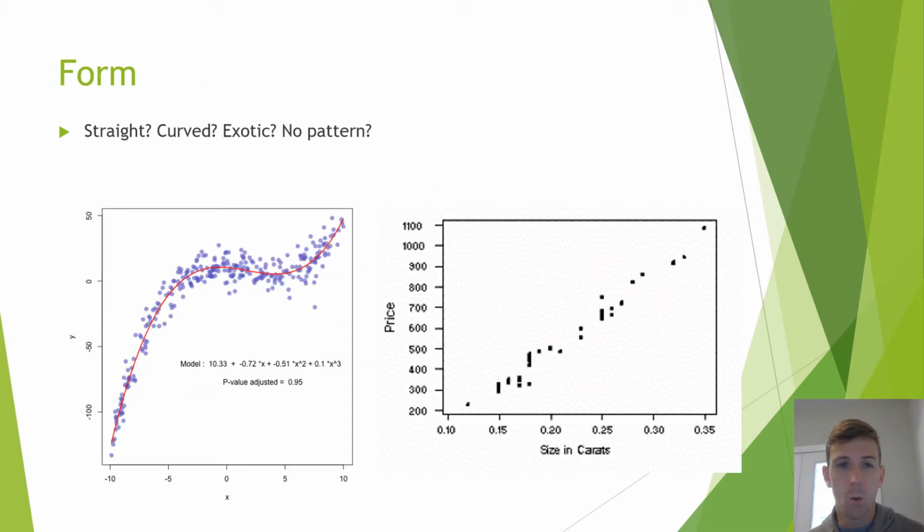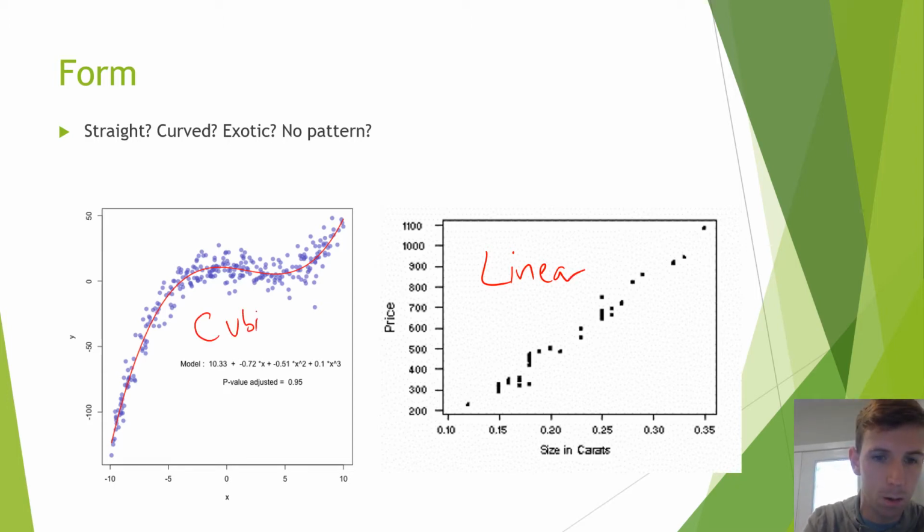The next is form, and this is really where you're describing the actual function that you would use to describe the shape. So it could be linear, it could take the form of a line like we have here. It could be a cubic, or just generally curved. No pattern at all, just a cloud of points. Just basically describe what you're seeing. It's similar to shape, I guess.